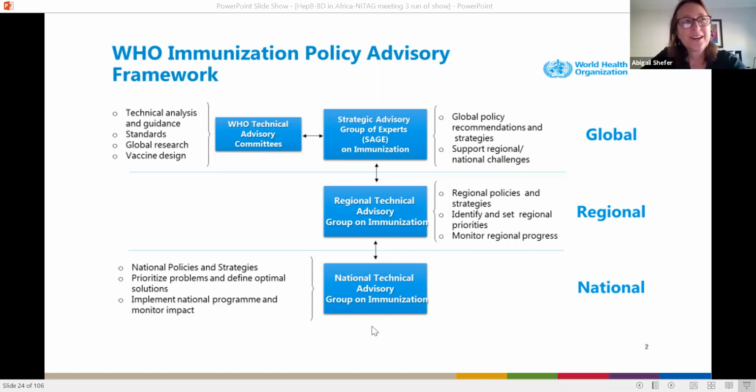Okay, great. So NITAGs are part of the WHO Immunization Policy Advisory Framework, as shown on this figure. At the global level, of course, we have SAGE and WHO technical advisory groups, and these groups work mainly on global policy and recommendations and strategies. At the regional level, we have regional immunization technical advisory groups, and at the national level, we have the NITAGs, and these groups work on recommendations for national policies and strategies. So next slide.